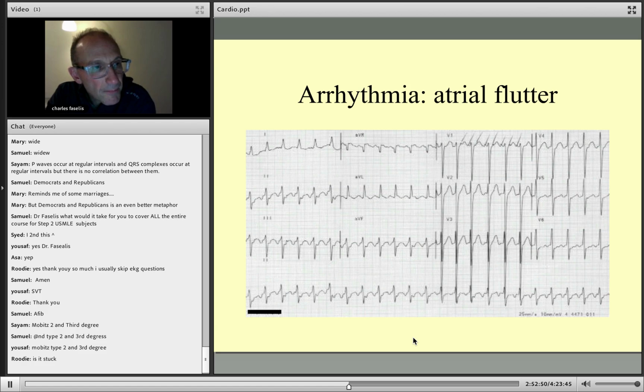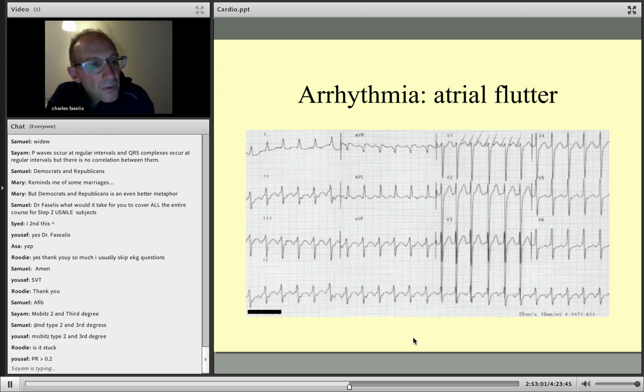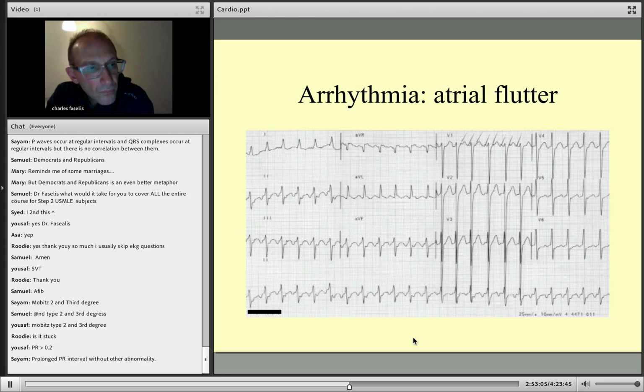Okay, all right. Describe first degree. First degree block. PR interval over 0.2. Very good. Good. Sam said it even better. Prolonged PR interval over 0.2 without other abnormality. Right? Everybody okay with that? All right.